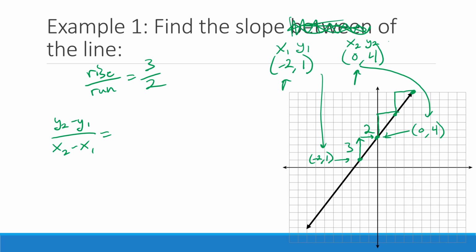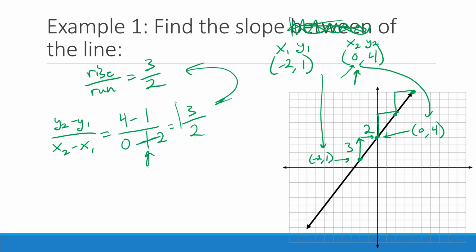So y2, what is it? Here it is, it's 4. Minus y1, what is it? Here we go, it is 1. Divided by x2, where is it? It's this guy, 0 minus x1. Looks like I have -2. Okay, so now we just simplify things. On top, 4 minus 1 is 3. On the bottom, since I have 2 negatives next to each other, 0 minus -2, these negatives cancel and I get +2. Hey, look, that's the slope that I already said just by looking at the line. Very nice. Let's do a couple more examples.